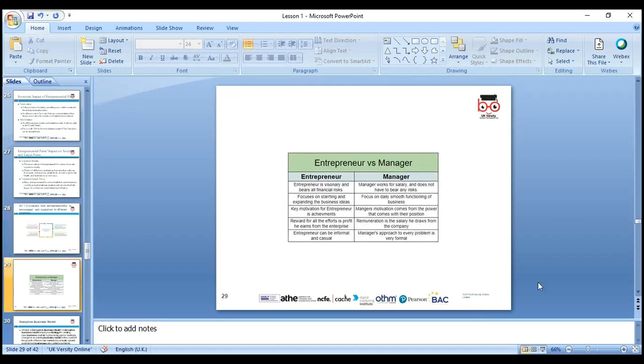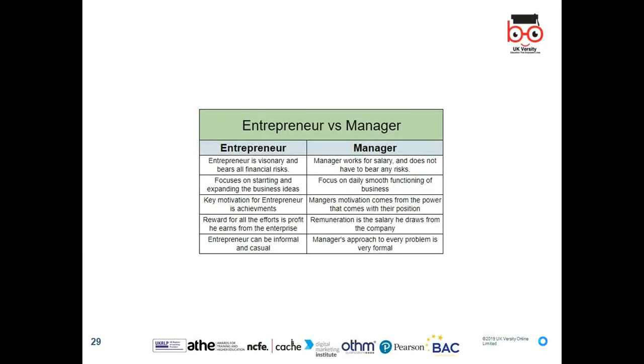Okay, anybody any question up to now? So next, my slide, entrepreneurial versus managers. So anybody, what do you think? Entrepreneurial.